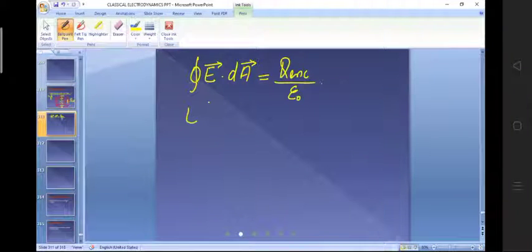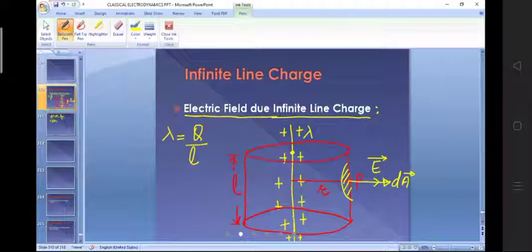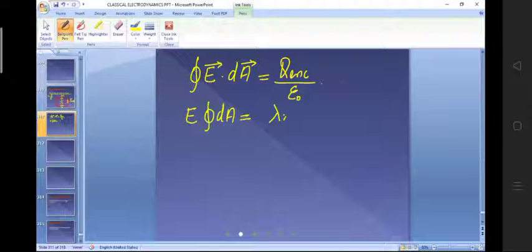Simply it will be equal to E multiplied by the integration of dA like this. Fine. So that will be equal to Q enclosed. Now what is the charge that's enclosed? The charge enclosed is from this point to this point. Its length is L. So obviously Q enclosed we can write as lambda into L divided by epsilon naught. Then here I can write E multiplied by the lateral surface area of the cylinder.